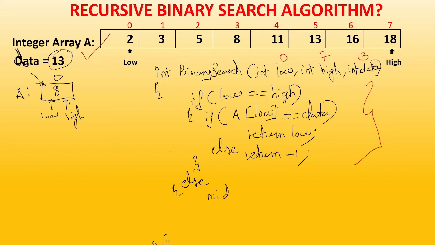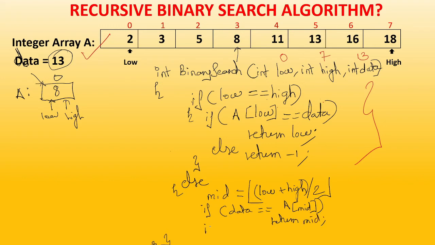Whether it is an iterative or a recursive algorithm, we need low, high and mid positions. On the basis of these three markers only, we find the data. So mid will be what? Low plus high divided by 2, and we have to take the floor of this. If data equals a of mid, so whatever element is there at the mid position matches your data, then you have to return what? Your mid position as the answer.